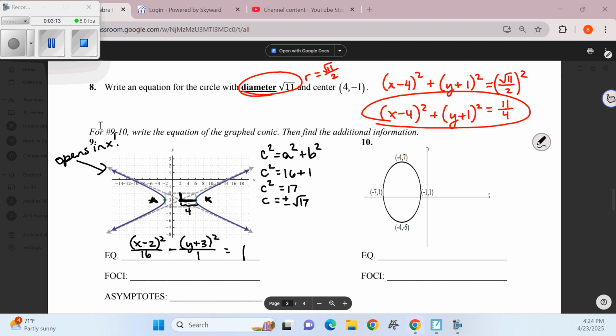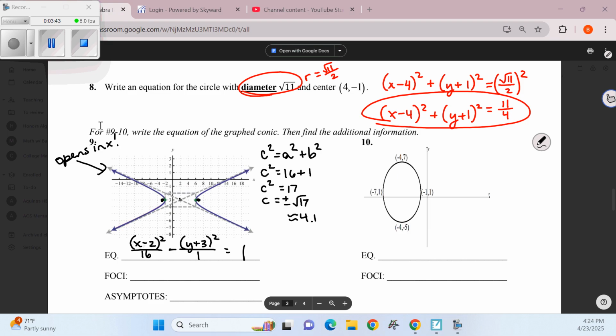So what that tells me, square root of 17, if we type this into our calculator, is approximately 4.1. So I'm going to go from my center point over 4.1. So it's going to be really close to those vertex points, and then back 4.1 to those vertex points. Now, I don't want you to tell me a decimal value for this. I want you to go at an exact value for these foci.